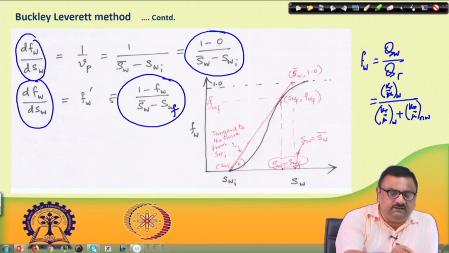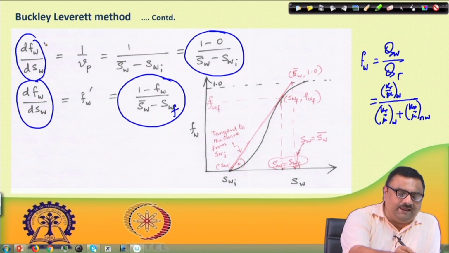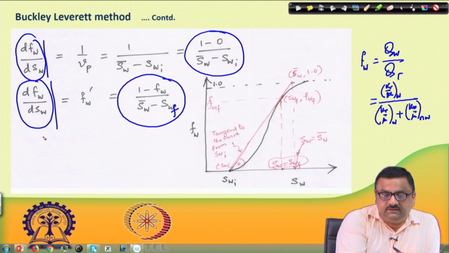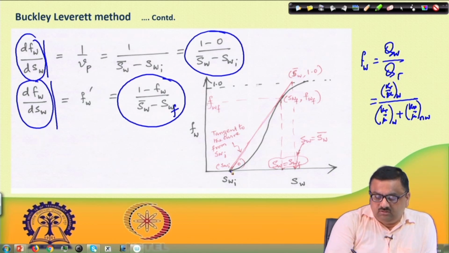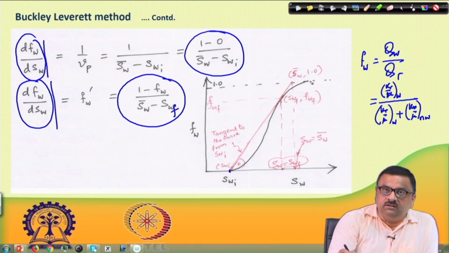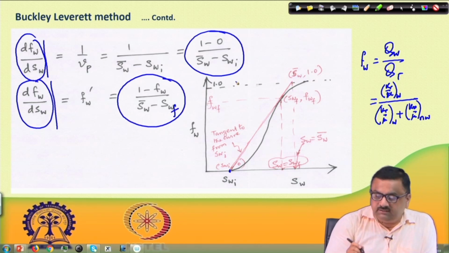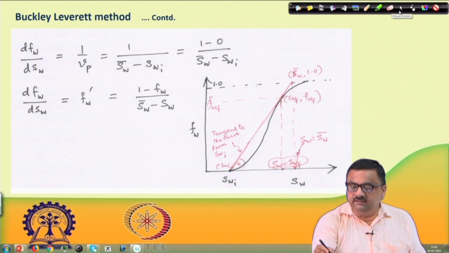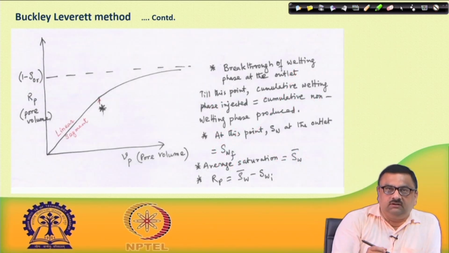And to satisfy these two conditions of dFw/dSw when the Buckley-Leverett front reaches the outlet, one has to draw a tangent to this Fw versus Sw curve from the point here, which is Swi, and wherever it hits this Fw equal to 1.0 line, we call that Sw bar.